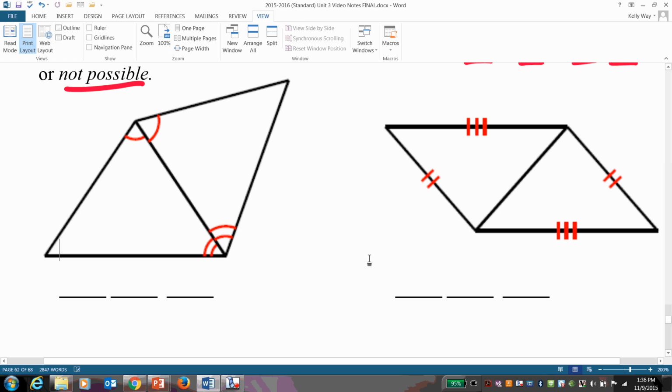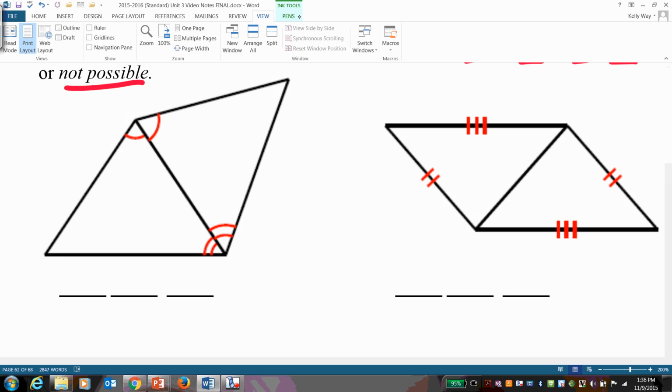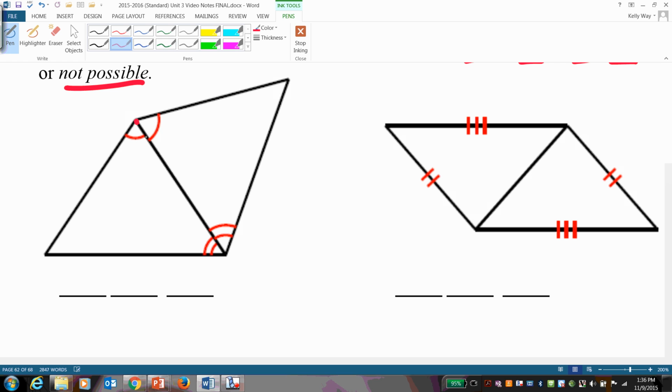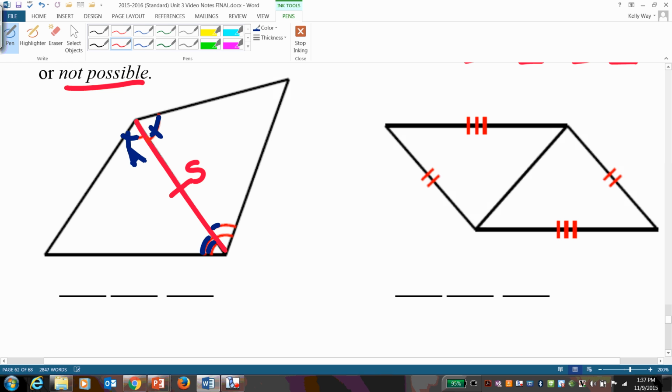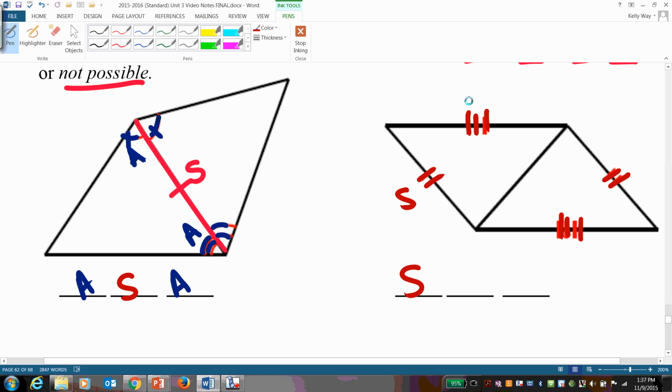Okay, welcome back. Let's see how you did. For this one, you immediately should have seen that we have a reflexive side. So there's an S. And then I have one pair of angles up here. That's an A. Another pair of angles here. That's an A, and the side is between. So this is angle, side, angle. This one down here, I have a pair of sides, another pair of sides, and then a reflexive side. So this one should have been side, side, side.